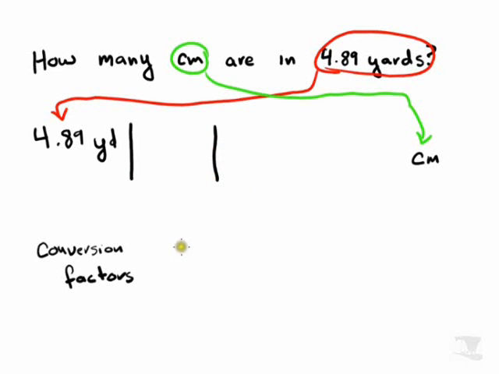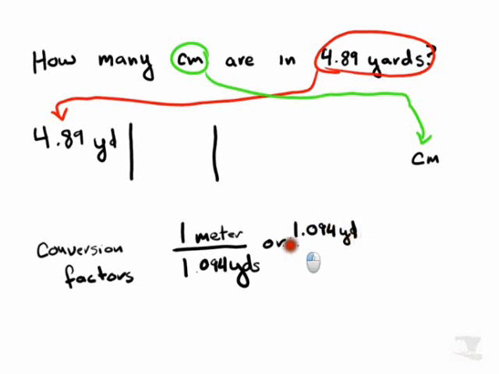Let's identify. Well, look, I found that 1 meter is equal to 1.094 yards. And I could rewrite that as 1.094 yards is 1 meter. The question is, which one of these ratios am I going to want so that I can cancel out yards? If you said this one, because it's got yards on the bottom, you'd be correct.